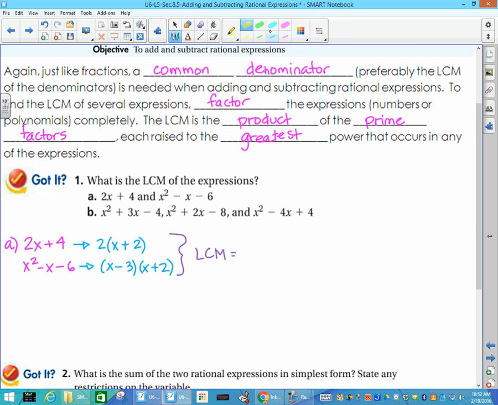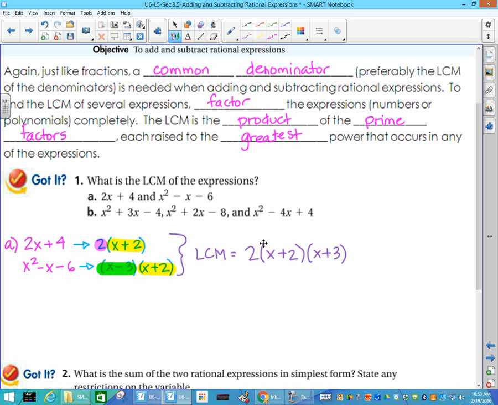Okay, so to start off with, I have a 2. Then I have an x plus 2 here, and I have an x plus 2 there. Those are the same factor, and they're not different. And then I have an x minus 3 right here. So how many different factors? Each of those cannot be factored any further, so they're called prime factors. Every prime factor that I see when I factored, I need to write in my LCM. So think of my different colors. I've got to have a pink, a yellow, and a green.